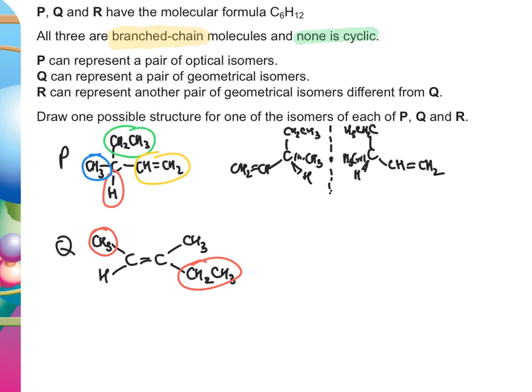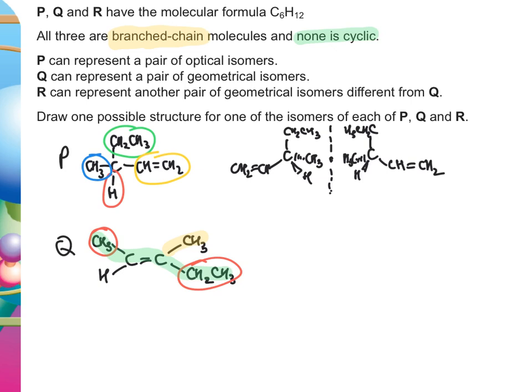Something else is that we've got to have a branched chain molecule. So first of all, let's establish our longest chain. Okay, so there's our longest chain, and we do in fact have a branch off it. We have a methyl group attached. So we've ticked all the boxes there.